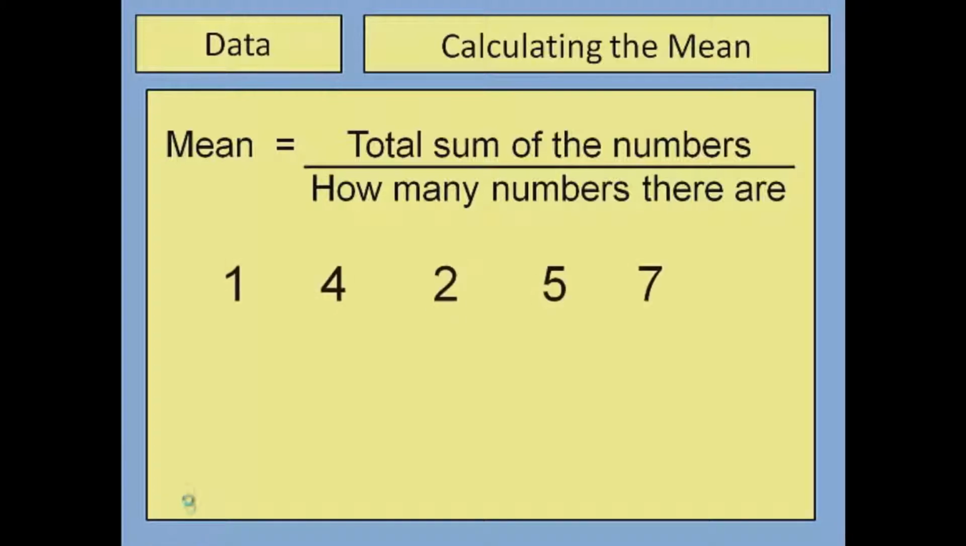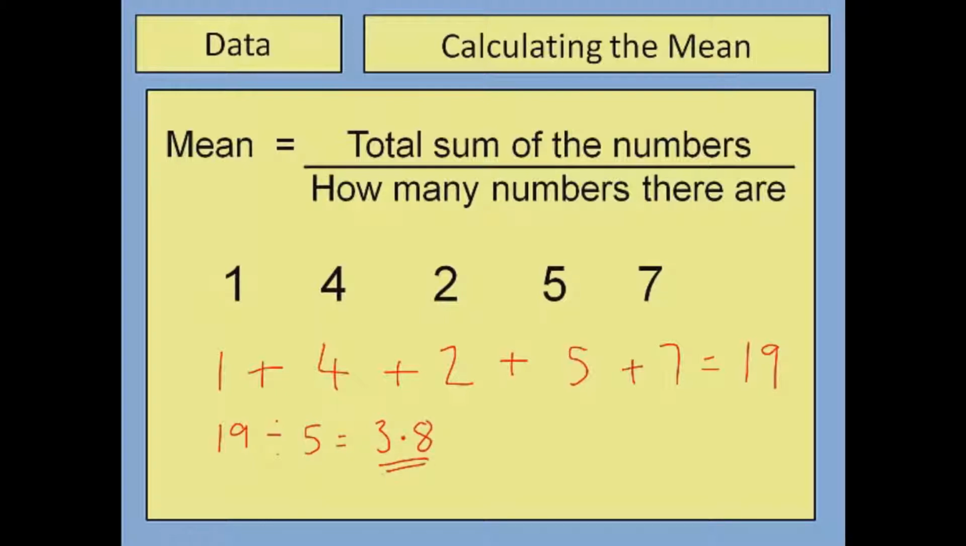So let's look at that with an example. We have 1, 4, 2, 5, and 7. So the first thing we do is we get the total of these, so we add them up. 1 plus 4 plus 2 plus 5 plus 7, and this comes to 19. So the total sum of all the numbers is 19, and we need to divide this, the total sum 19, by how many numbers there are. Well, there was 1, 2, 3, 4, 5 numbers altogether, so we divide 19 by 5, and on a calculator that would come out as 3.8, which is the answer to the mean.